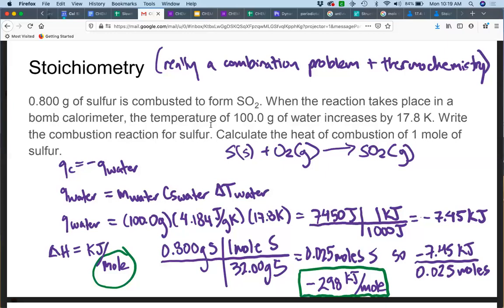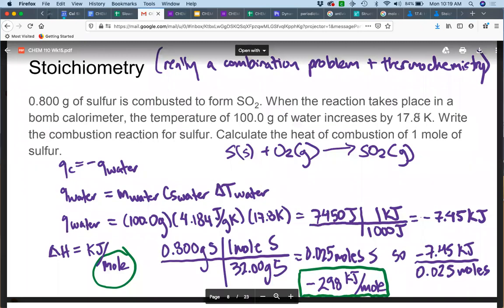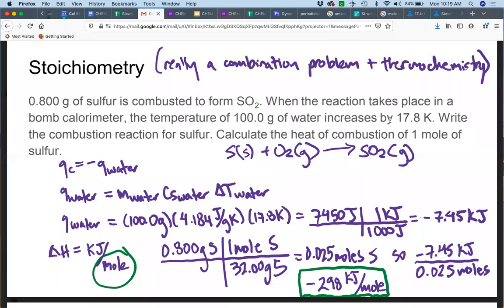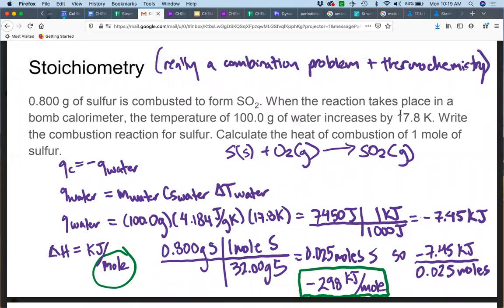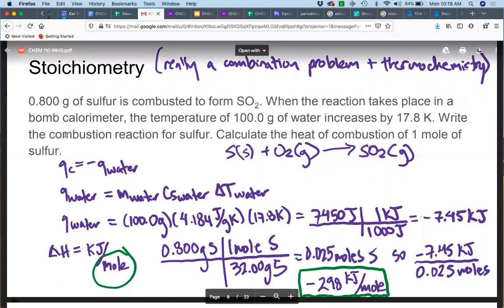Then we have to look really carefully at the information that's given. It tells us the temperature of some mass of water increases by 17.8 Kelvin. This is really important because it says the temperature increases by, which means this is our temperature change, our delta T, already given to us. We don't have to figure out the initial and final temperatures. So we've written our combustion reaction. Now we have to calculate the heat of combustion of 1 mole of sulfur.